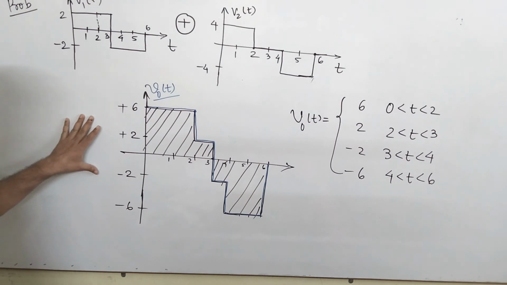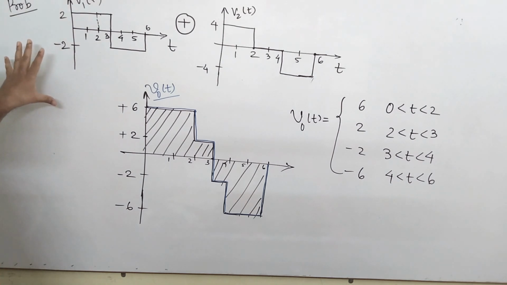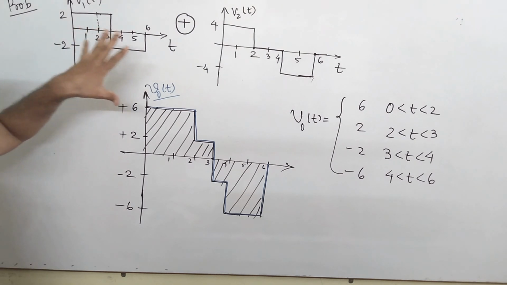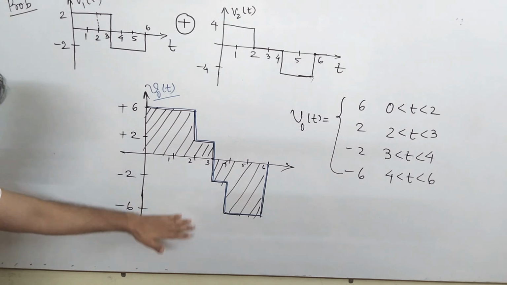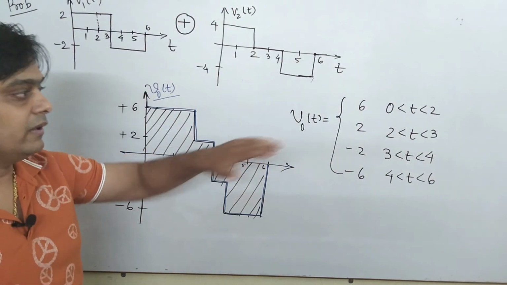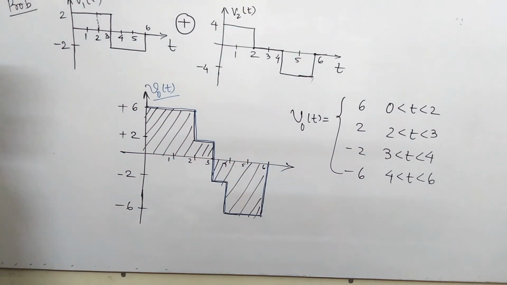See, problems are not big, just try to understand the concept, how we have applied the concept, how we have drawn this diagram, and with the help of this one can find this value, and finally we have found the value of V0(t). Okay.